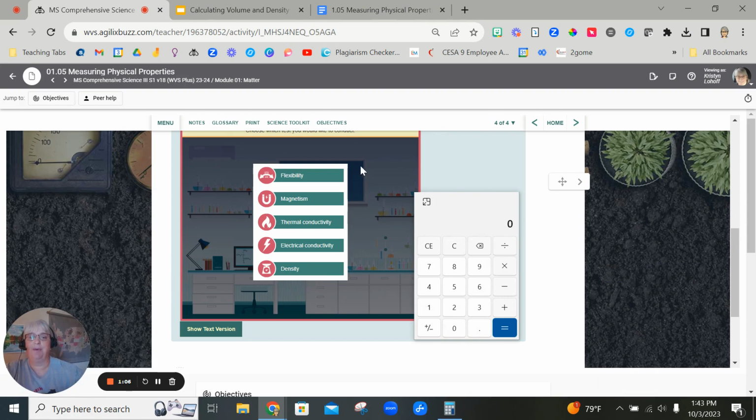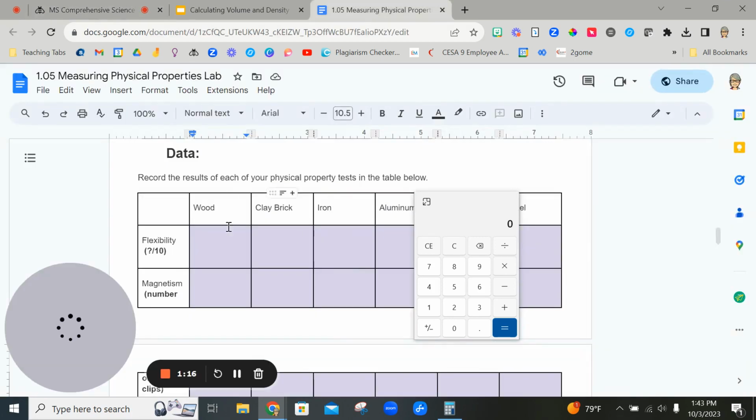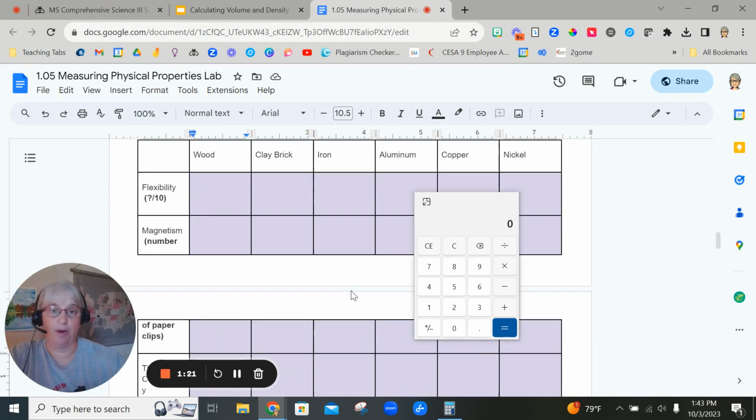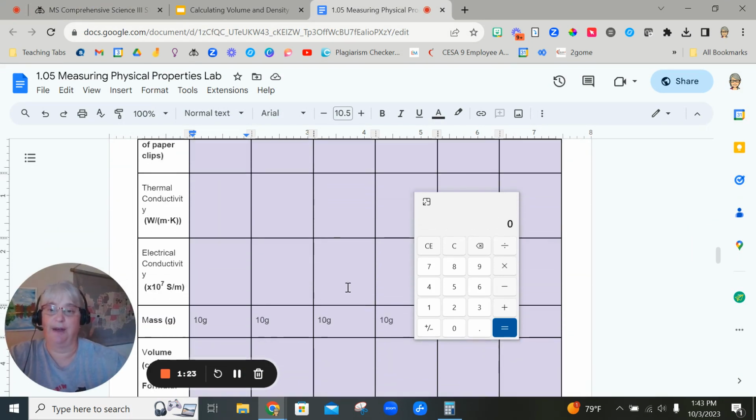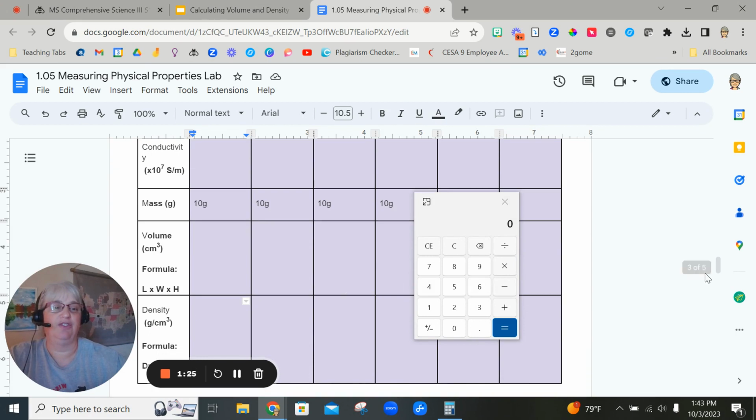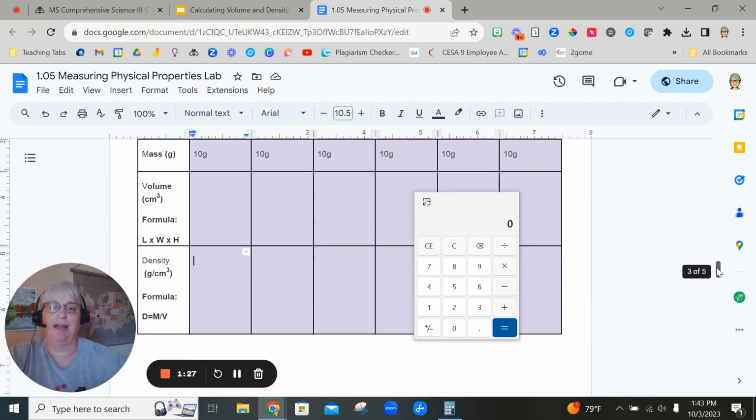Basically, in your lab report, if you worked through the scores and data for flexibility, magnetism, thermal conductivity, and electrical conductivity, that matched what you see here in the data table on the lab report. Those numbers, if you recorded them, are just fine. Where we start to get into an issue is the section where it starts labeling 10 grams for mass across the board. And you're like, what's going on here? And it's not in the video, so I made this video to explain it.